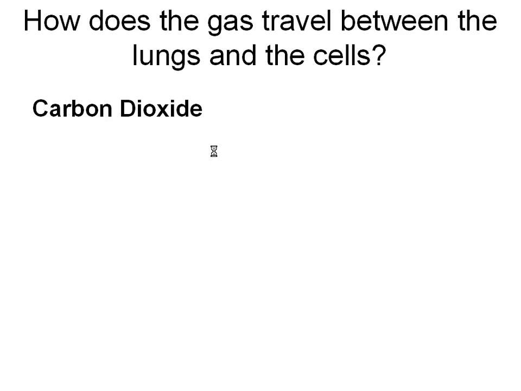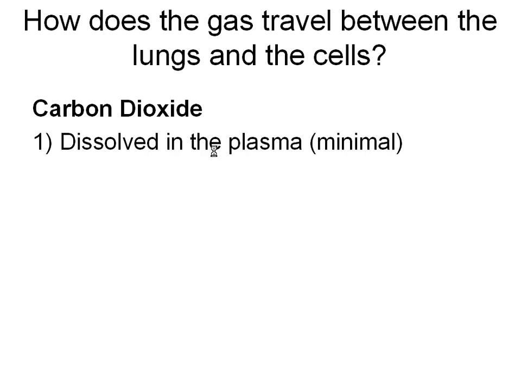Okay, so that was oxygen. Oxygen travels dissolved in plasma, and most of it bound to hemoglobin. Now, what about carbon dioxide? Because we have to get carbon dioxide to travel from your cells through your bloodstream all the way up to your lungs so that you can exhale it. So carbon dioxide also dissolves in the plasma, and that's pretty minimal, single-digit percent.